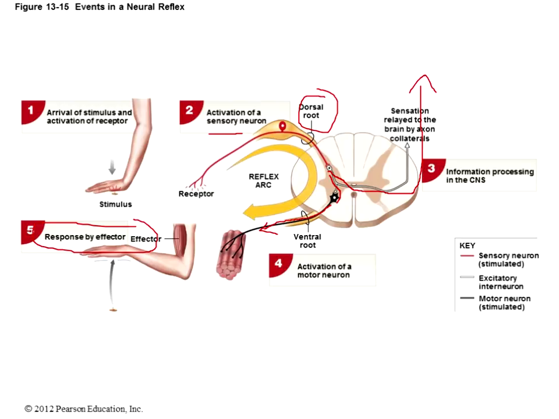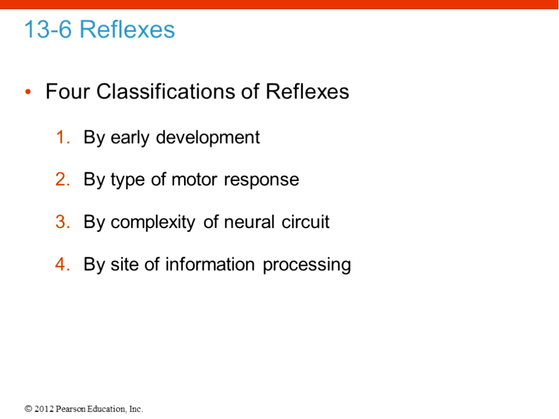Arrival of the stimulus, activation of the sensory receptor, information processing in the central nervous system, activation of the motor neuron, and then finally response by the effector. All right, and that pulls the hand away, right? So a quick response causing the muscle to contract.